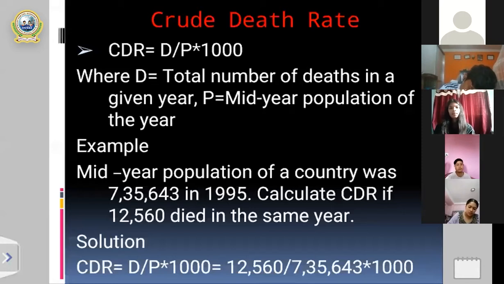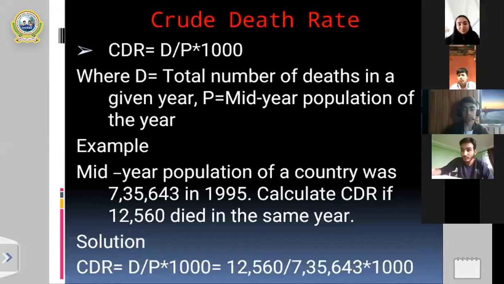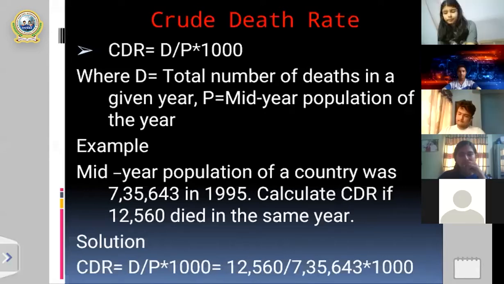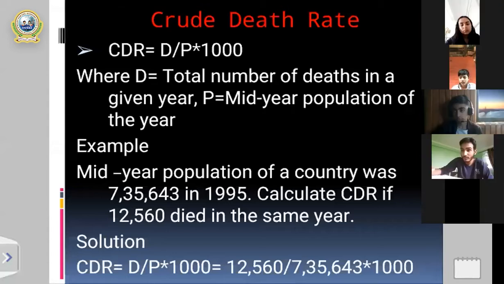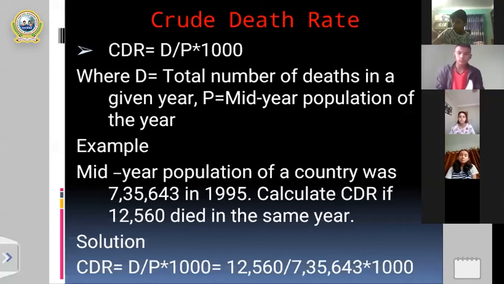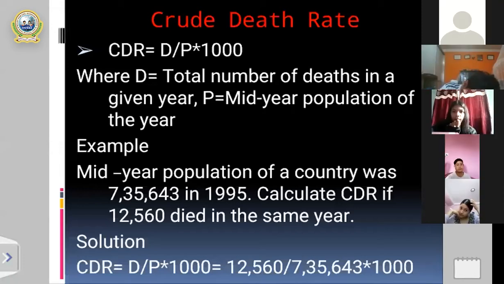12,560 divided by P, which means population. The total population was 7,35,643 multiplied by 1000. While we do the cross multiplication, the answer will become 17.07 per 1000. And my dear students, you have to remember, the answer is 17.07 per 1000.